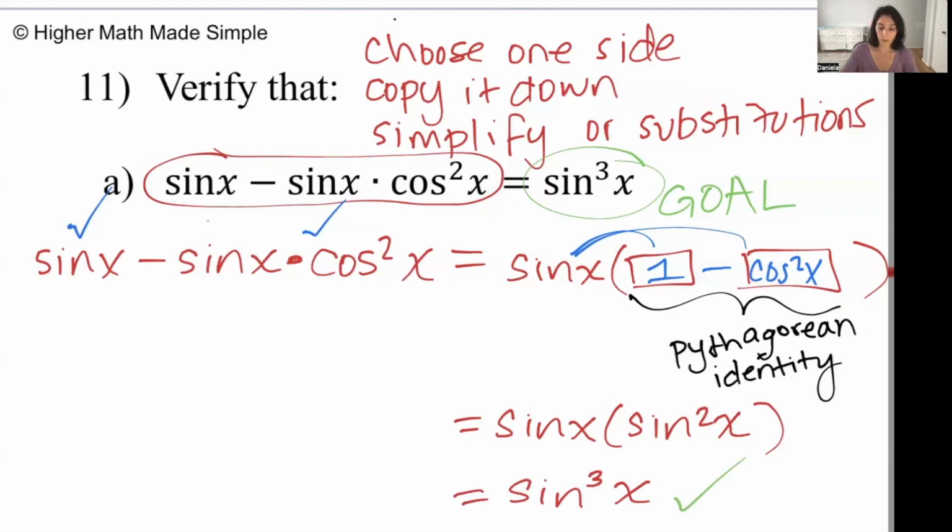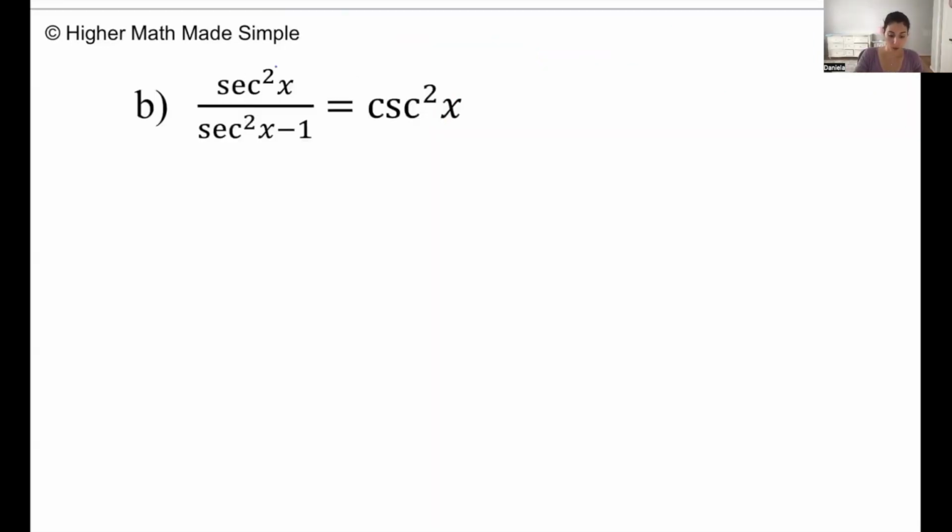This is a 3-step verification. So next one, we're going to prove that this side is equal to the other side. So remember, you just pick a side and you copy it down.